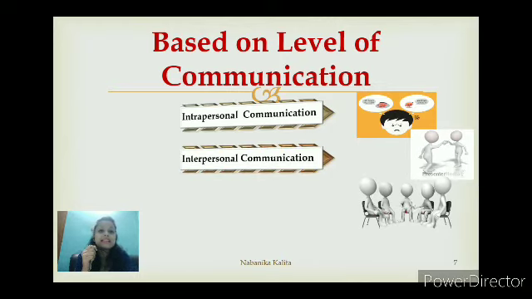Then the second type is interpersonal communication. I-N-T-E-R, inter, that is between. When communication takes place between two or more persons. Like you can see in the emoji, two persons are fighting. That is interpersonal communication.